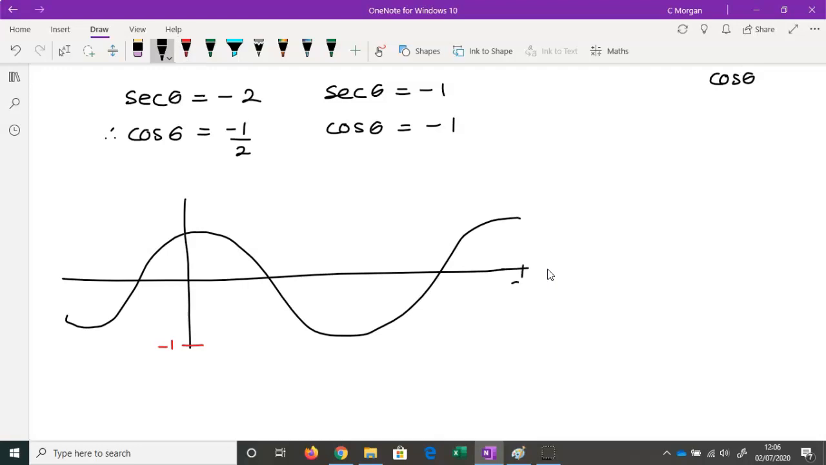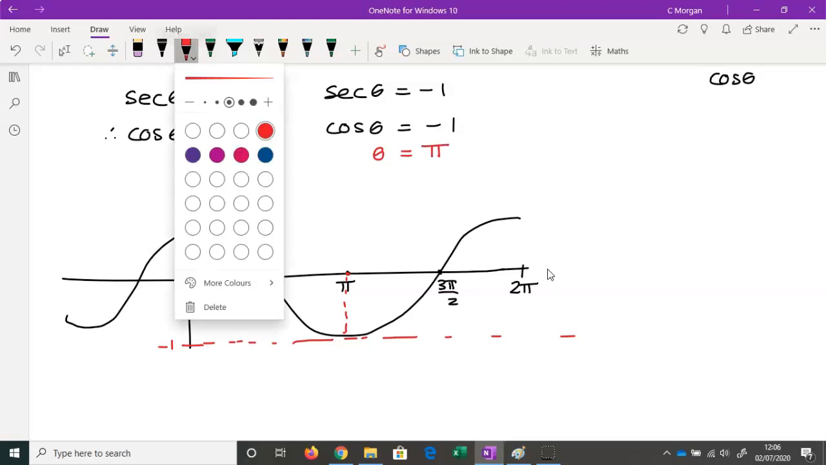What I really want to do is just pop some values on: pi, pi over 2, and 3 pi over 2. So when y is negative 1, of course I know that x is pi. So I can write theta is pi.